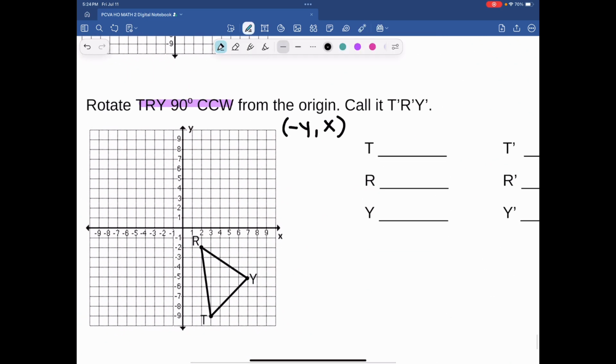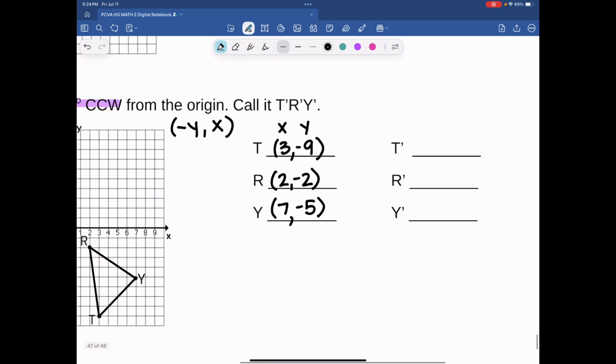All right, so let's write our originals here. The t is located at +3, -9. The r is located at 2, -2. And the y is located at 7, -5. All right, so if we're looking at that, we're going to take these values. That's my x, that's my y. And the x and the y are going to flip, but the y is going to inverse. Okay, so we're going to take that y value. So the first one, the t has a -9, so that's going to become a +9, and the x stays the same.